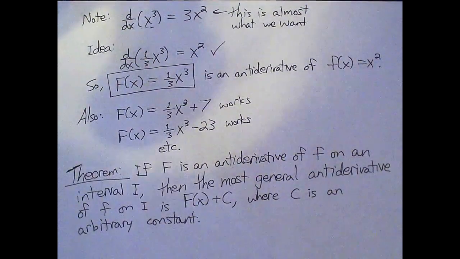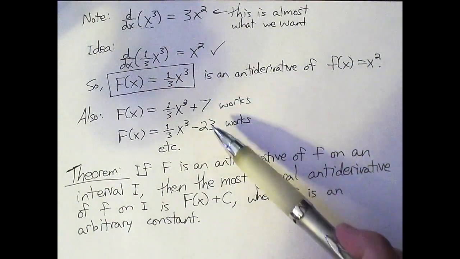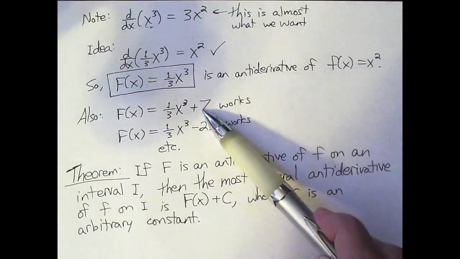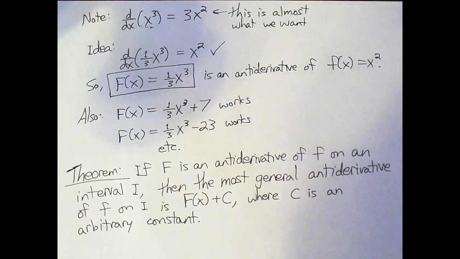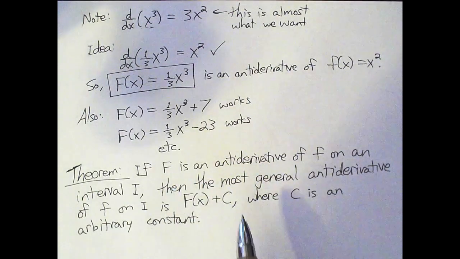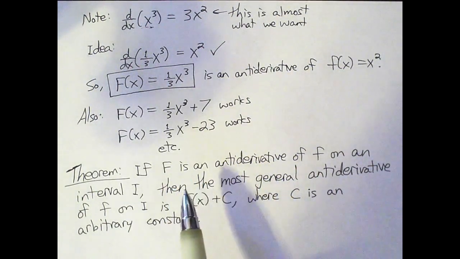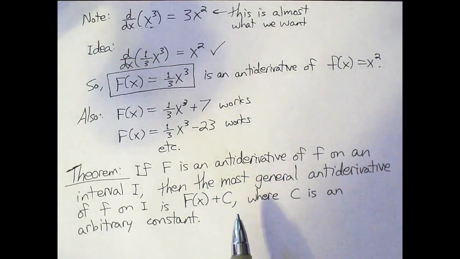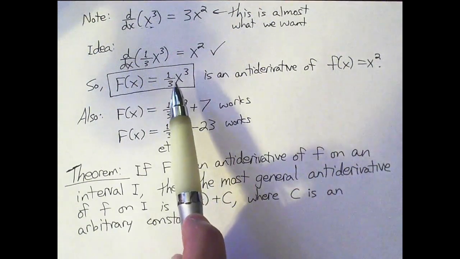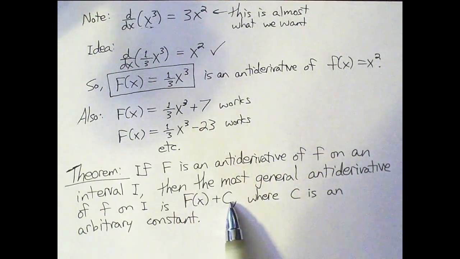Well, that's good because even though there are lots of different answers, infinitely many answers, because you could add any constant, any real number that you could think of, this theorem is telling us that the answers can still be summarized as a family of answers. The most general antiderivative, in this case, would be 1/3 x cubed plus any constant.